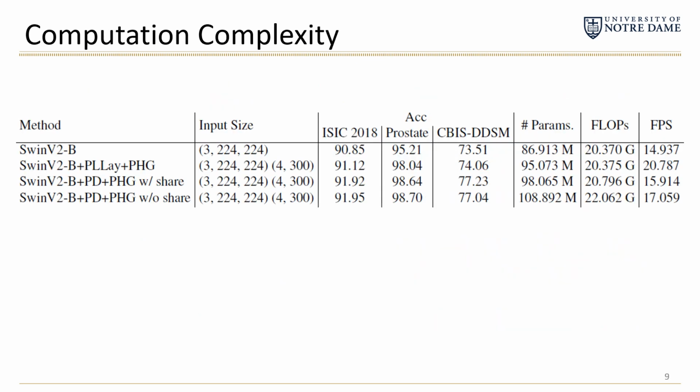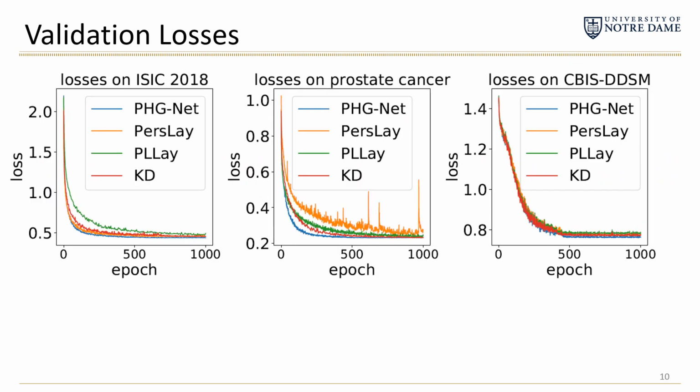We tested the computation complexity of our method. Given the input image resolution of 224 and the persistent diagram length of 300, the performance between sharing and not sharing parameters among different persistent homology groups is similar. The additional number of parameters introduced by our method is very limited. This is the validation loss of different types of methods incorporating persistent homology information. As we can see from these figures, our proposed PHG-Net has lower validation loss compared to other methods.